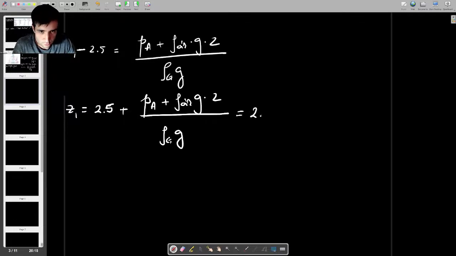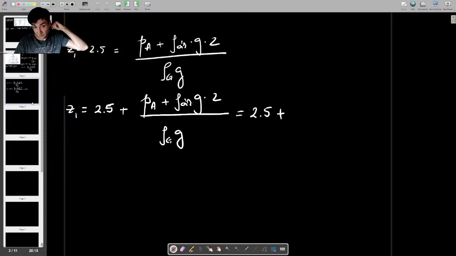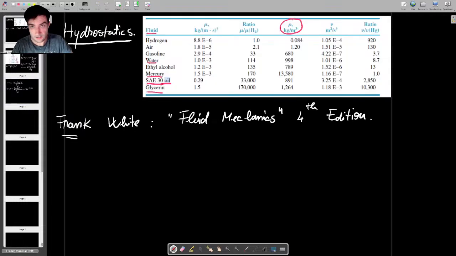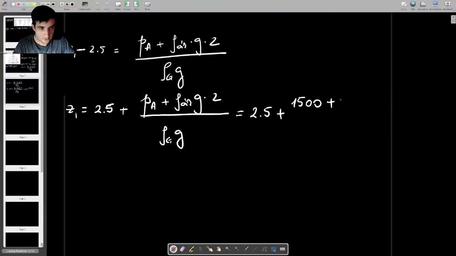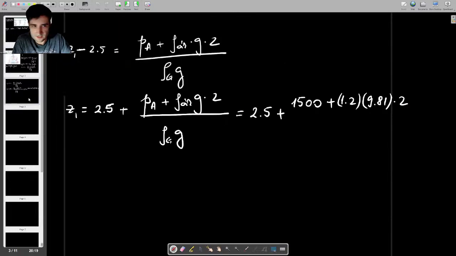Okay, so then we have 2.5 plus, and now we can put the numbers in. The pressure at A is 1.5 kilopascals, which I'm going to convert, so it's 1500 plus, now the density of air, we go to this table, and we use 1.2. For the gravitational acceleration, we use 9.81 times 2. In some cases, the question will tell us if we are allowed to use 10 or 9.81. Sometimes you're told that you can use 10 because it makes the calculations easier, but it's not necessarily more realistic. So we're just going to stick to 9.81.